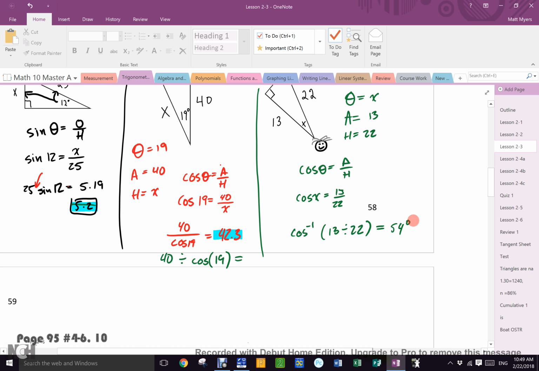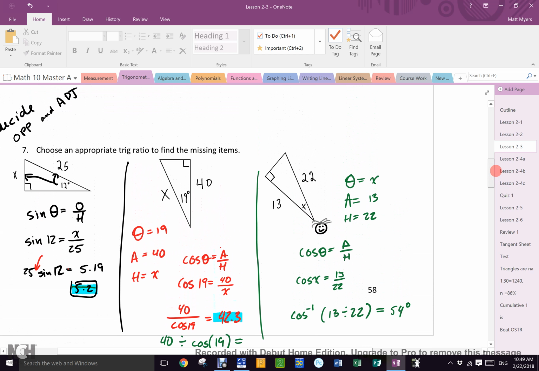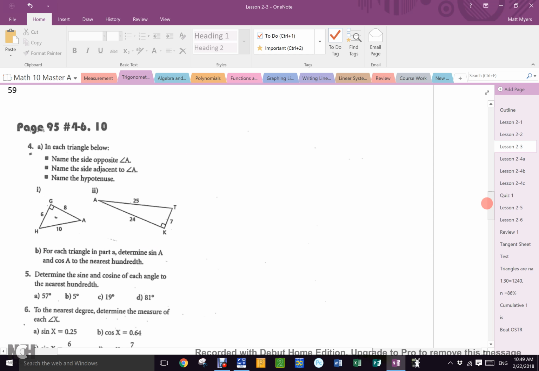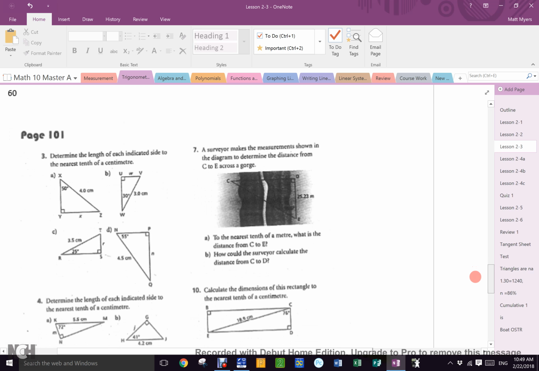Is everybody good? The only change is now you have 3 choices. You're not locked in to the legs. You can use the hypotenuse. Everybody cool? All right. It's a short day, and it worked out perfectly that this lesson was on a Thursday. Please try 59 and 60.